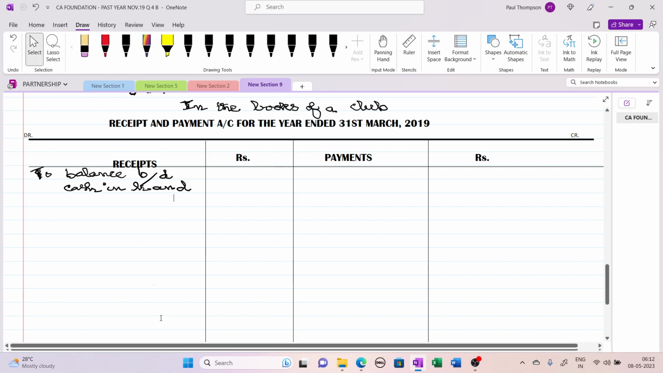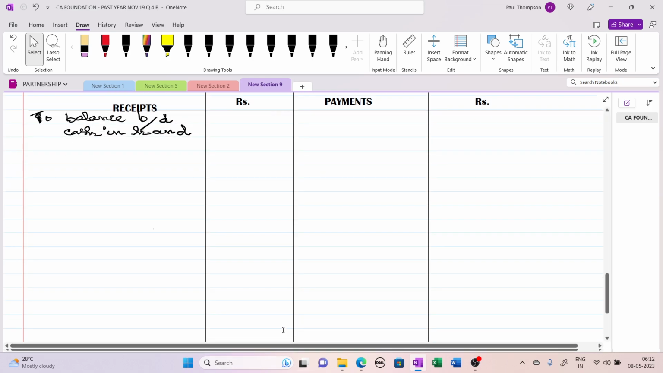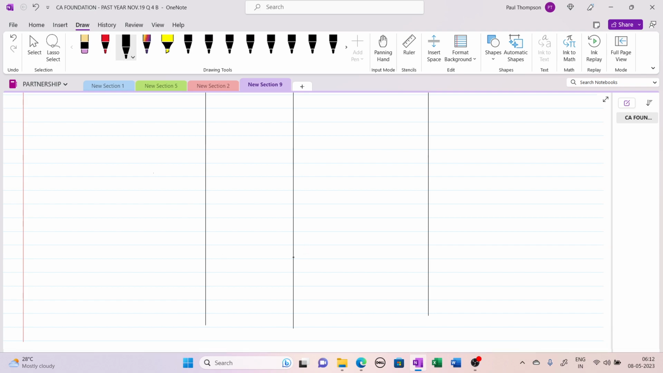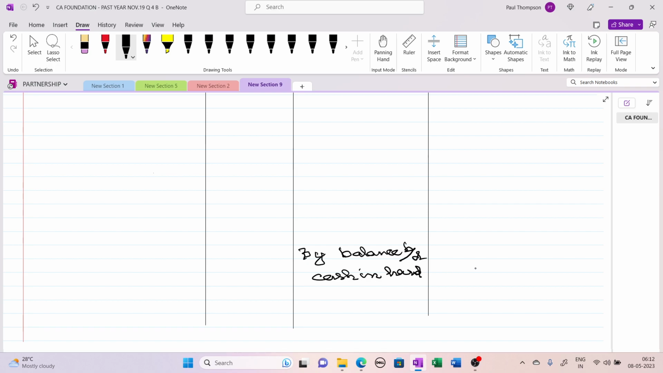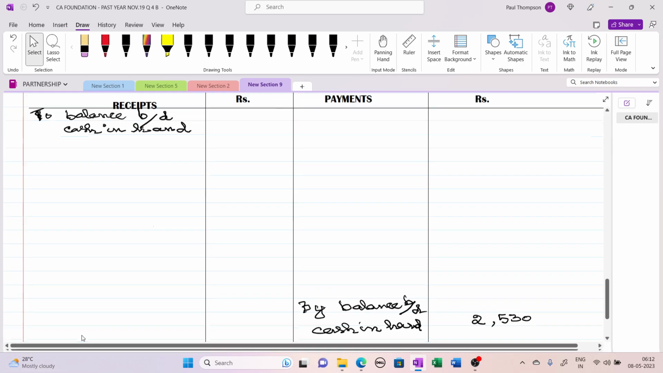But here in this question, the receipt and payment account is prepared to find out the balance of cash in hand or cash at bank. In this question, they have not given the opening balance, but we are having the closing balance by balance brought down, cash in hand. This cash in hand closing balance is appearing in our balance sheet. They have given the balance sheet and the cash in hand is shown as 2530.